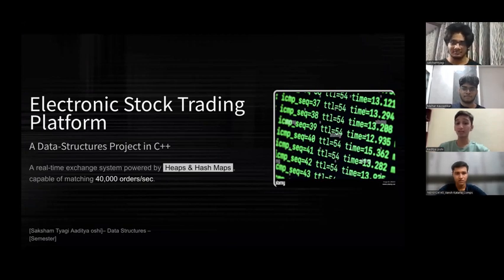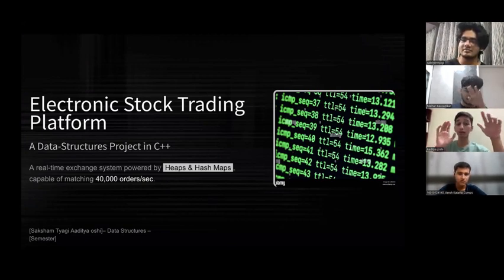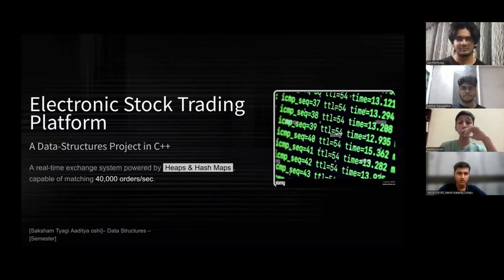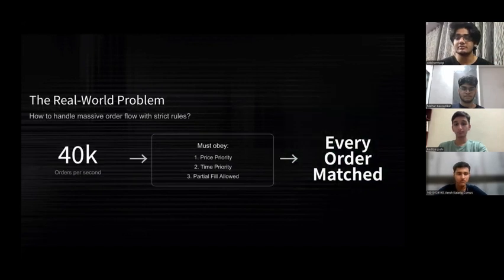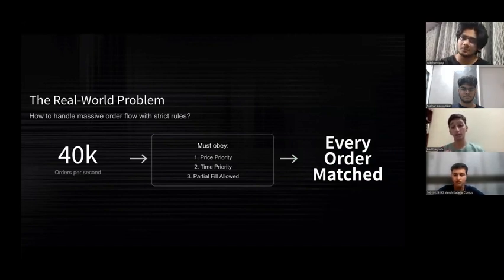So what's the challenge? Imagine handling 40,000 orders flooding in every single second. Each one must obey three strict rules. First, price priority: the better prices get matched first. Second, time priority: if two orders have the same price, whoever arrived first gets it. Third, partial fill: if an order is too large, we match part of it and keep the rest active. So the question is, how do we handle this massive flow efficiently while obeying all these rules? That's where our data structure comes in.